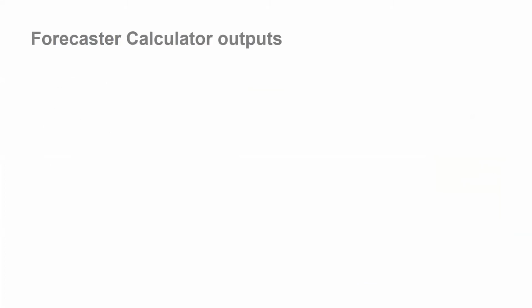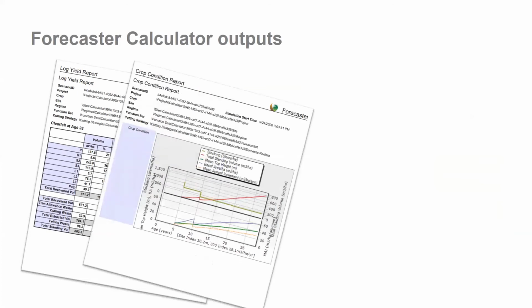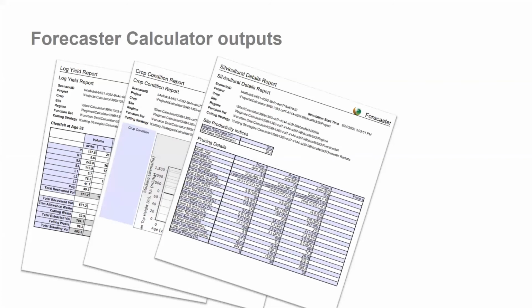The expected outputs you will receive after each simulation run, delivered as PDFs, are the log yield report, the crop condition report, and the silviculture details report. I will run through these in a little more detail in the demo. There's a fourth output, which is the annual crop condition CSV file.